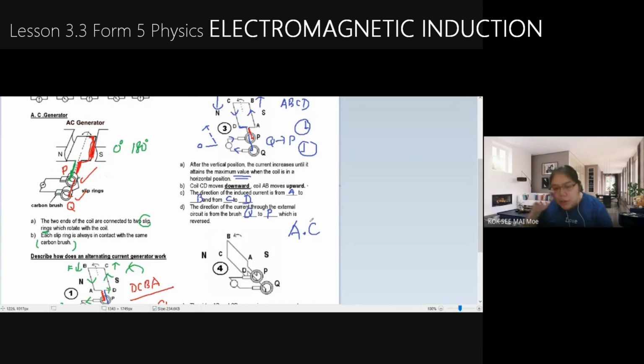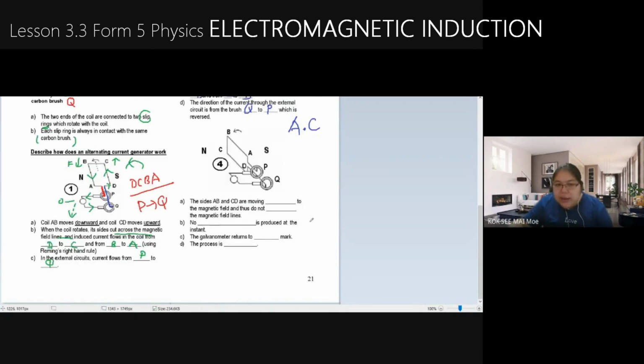Okay, so we go to the last part. Again, the sides AB and CD are moving parallel to the magnetic field and do not cut the magnetic field lines. No induced current is produced at that instant. The galvanometer goes back to the zero mark, then repeats. So this one is the AC generator.